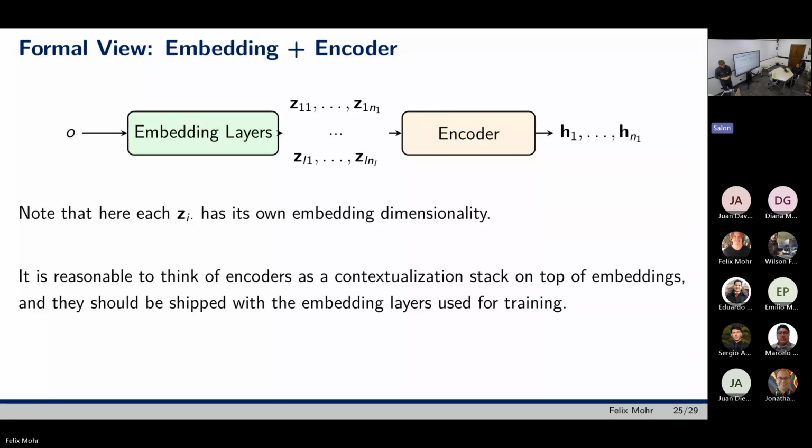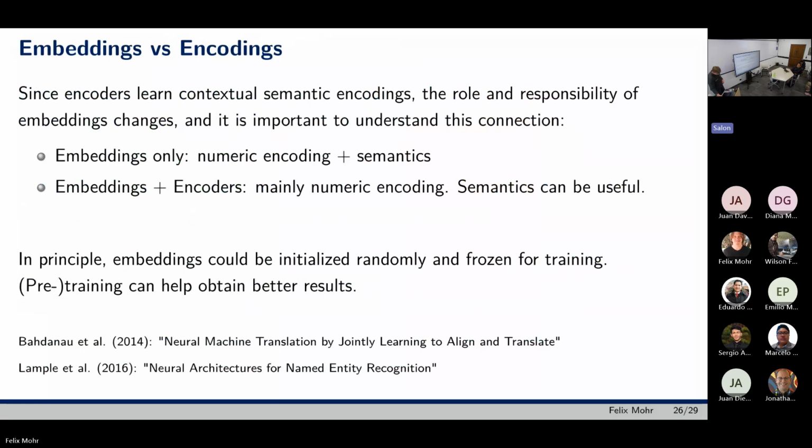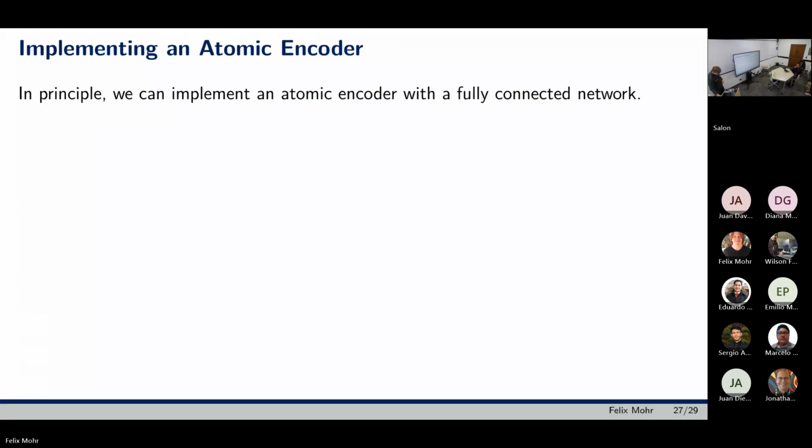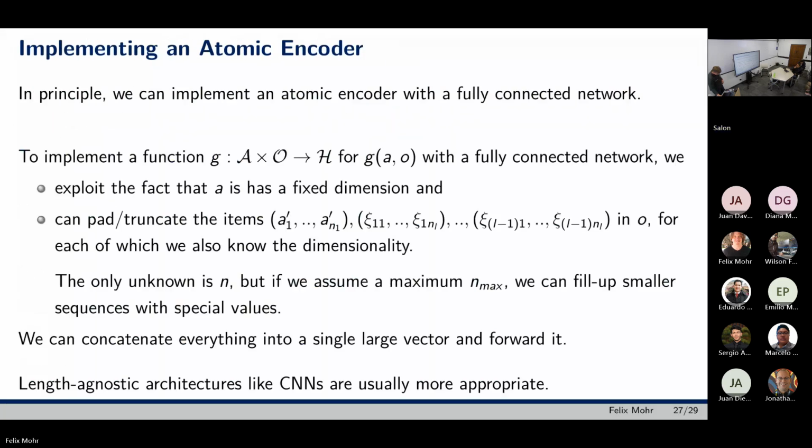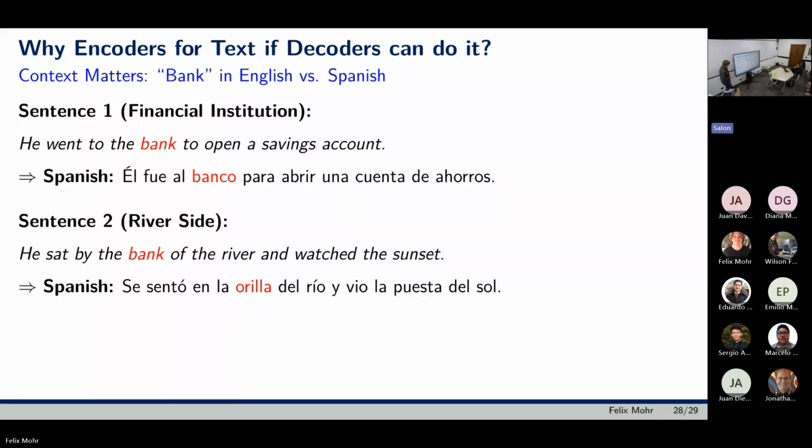Let's see an example. If I have an embedding, here I have 2 sentences in English, okay? He went to the bank to open a savings account. This was the sentence we saw before. And he sat by the bank of the river and watched the sunset. So the word bank really has a completely different meaning, because one has to do with money, the other with water, okay?